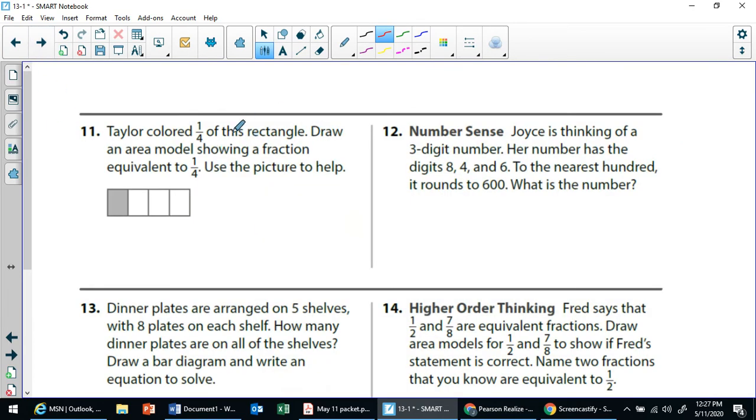They want you to draw an area model showing a fraction equivalent to a fourth. To start, you want to make sure that your area model is exactly the same size. You don't want to come over here and make a circle. You don't want to make a big old square. You want them to line up. Then you're going to take this area model and break it apart and find a fraction that equals it. So I'm going to show you a trick. You start by making the top fraction.